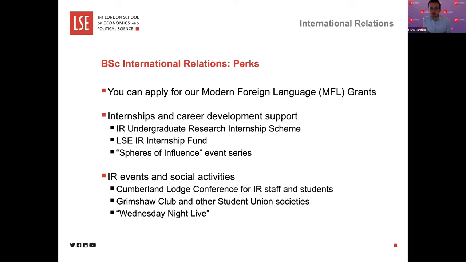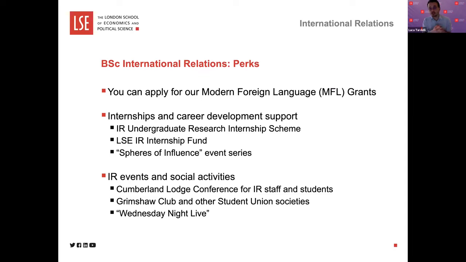More importantly even, we also offer internships and career development support to all our students. First and foremost, every year we open up some research assistantship positions. Every year some of our colleagues need help with their research projects, whether bibliographical research, case studies, data collection and analysis, or collecting or analyzing other information. This is a fantastic opportunity because it allows our undergraduate students to work closely with a member of faculty on a research project. This has provided our students with fantastic research skills and experience. So every year we open up this position and you would be able to apply for it.